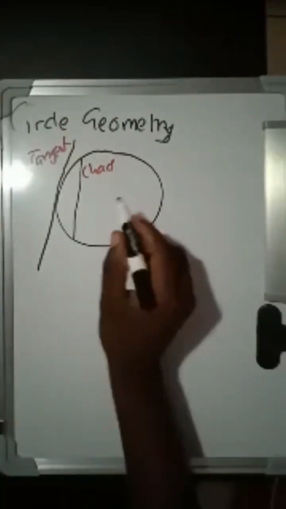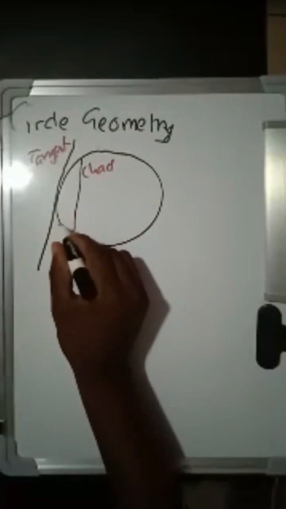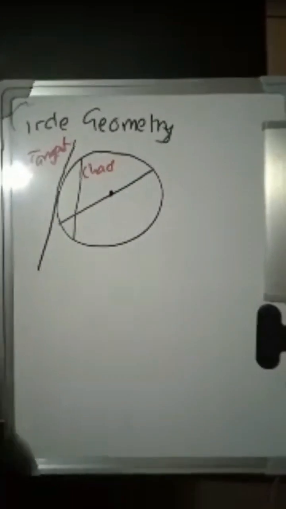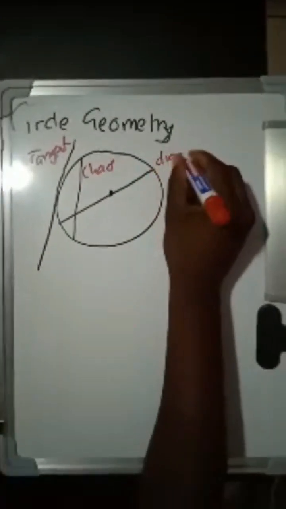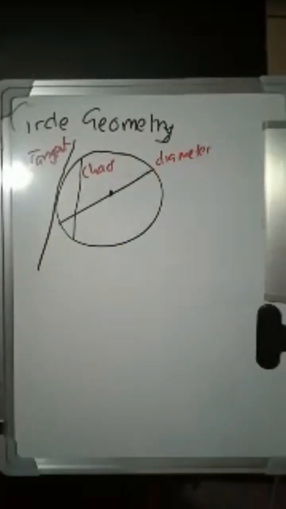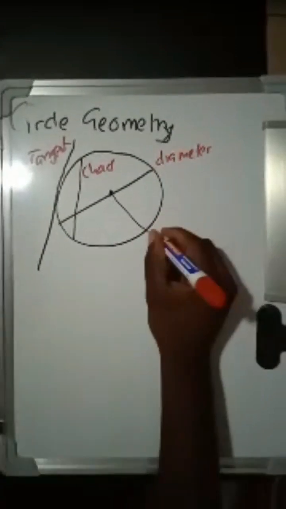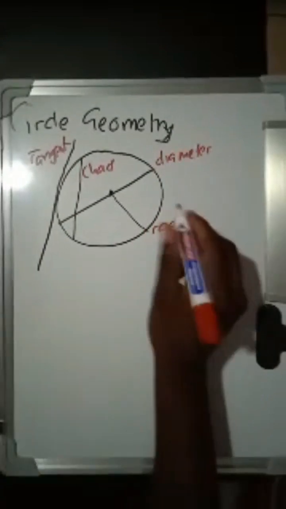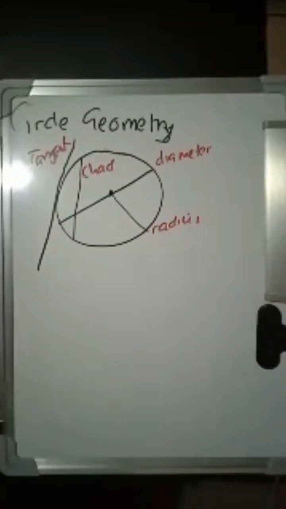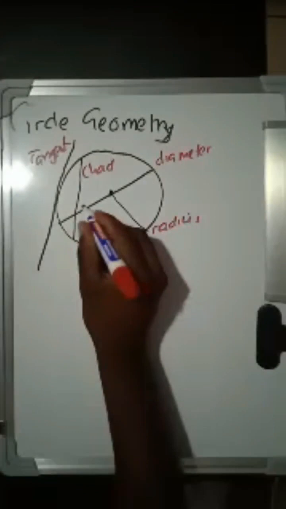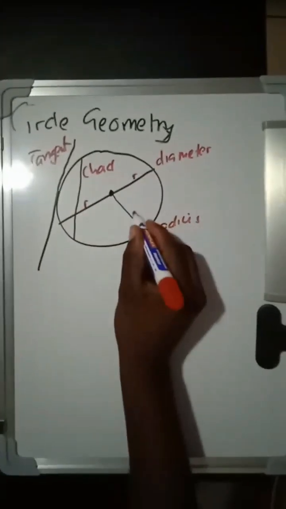Then we have a special type of chord which is known as the diameter. The diameter passes through the center like that. Then we have what we call the radius. The radius is half of the diameter, because if we look at the diameter, we have a radius there, we have a radius there, then this one is also the radius.